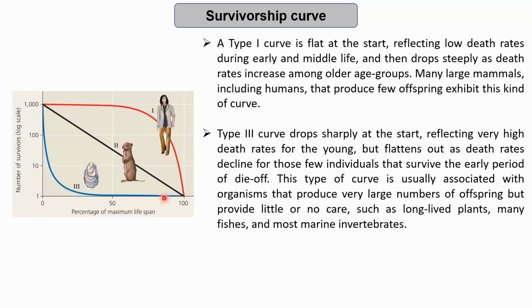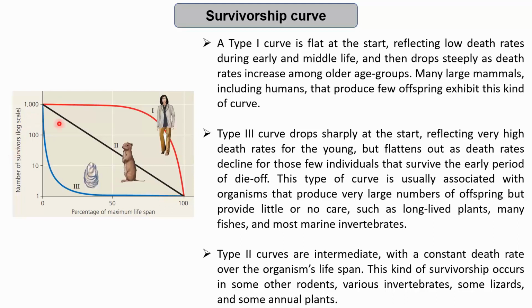So these organisms produce a large number of offsprings, but since they do not provide care to all of them, many of them die, or they have the chances of dying at an early age. And the few of them that survive have higher chances of survival till old age.